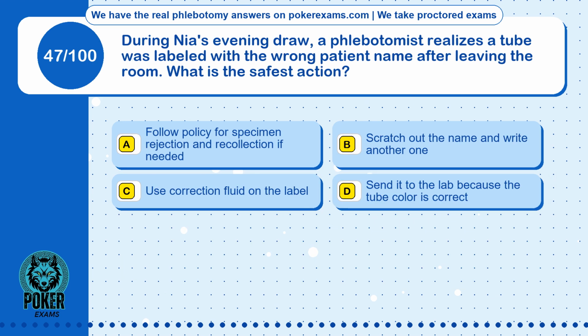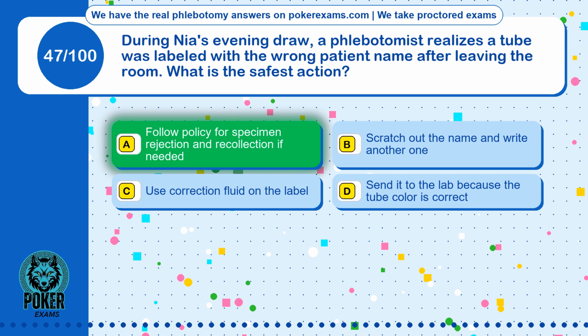Question 47. During NIA's evening draw, a phlebotomist realizes a tube was labeled with the wrong patient name after leaving the room. What is the safest action? Option A. Follow policy for specimen rejection and recollection if needed. Option B, scratch out the name and write another one. Option C, use correction fluid on the label. Option D, send it to the lab because the tube color is correct.